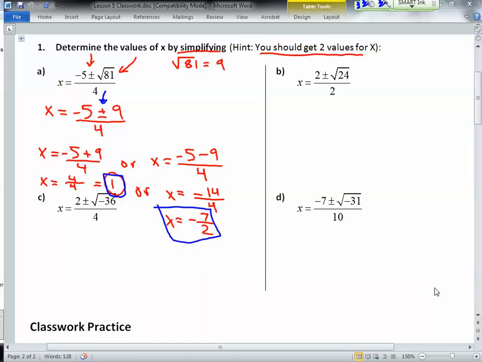So I just come down and I just write my answer as x equals 1 or x equals -7 over 2. And this is my final answer right here. Notice how I have 2 solutions for x because of this plus or minus right here.